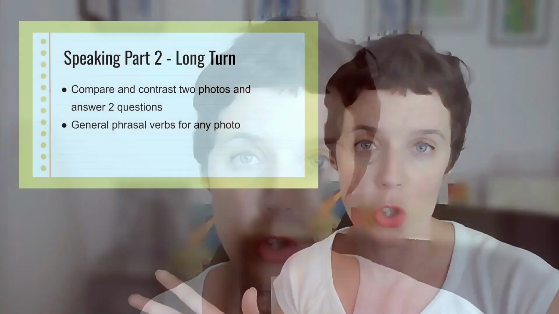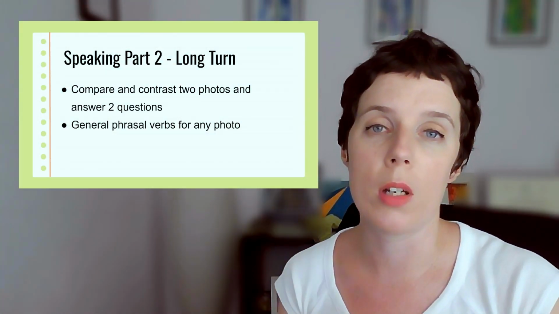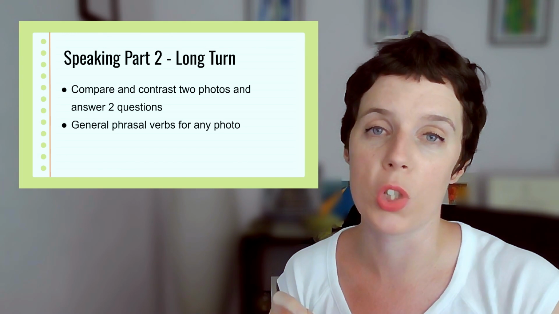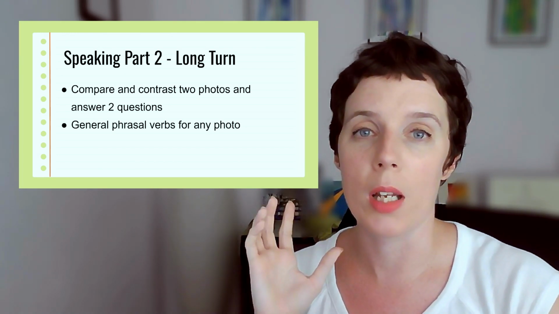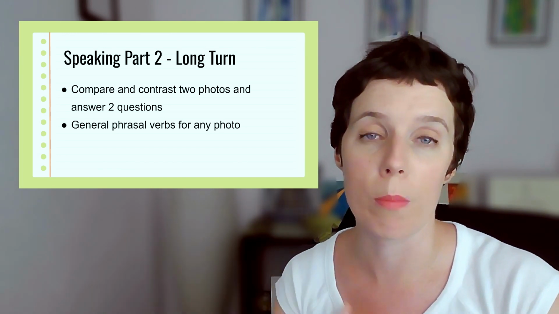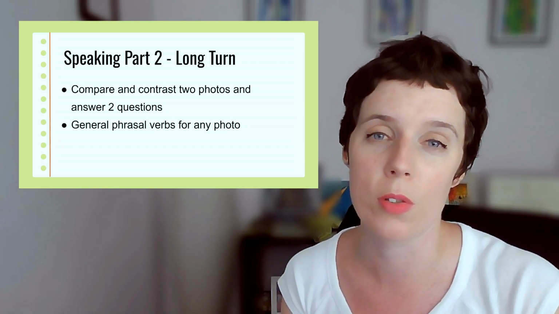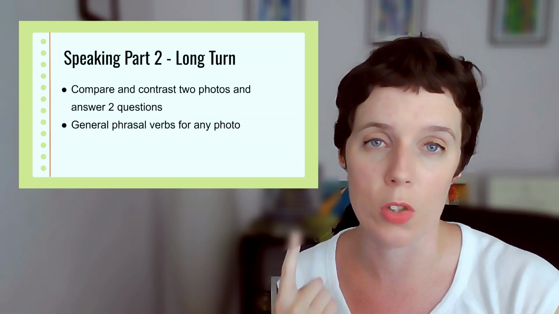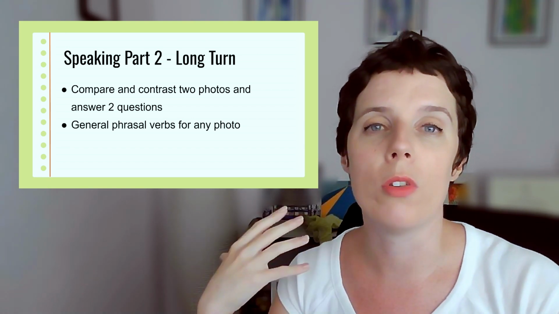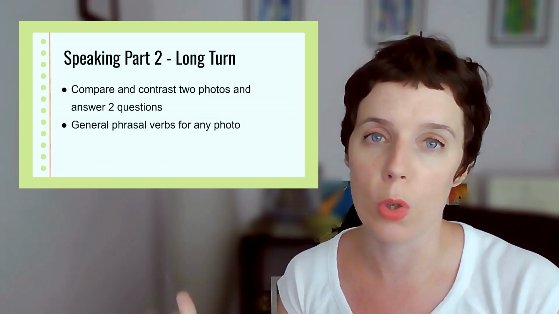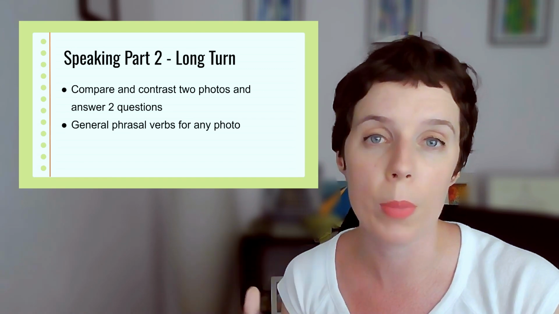Alright, so 5 phrasal verbs for your speaking part 2. So these are going to be phrasal verbs that you can use for any speaking part 2 question you get. So just to remind you, your speaking part 2 for your Cambridge C1 exam is where you get 2 photos. You need to compare and contrast those photos in terms of 2 questions, and you only have 1 minute to do that. So obviously you have no idea what the photos are going to be. You don't know what topic you'll get.